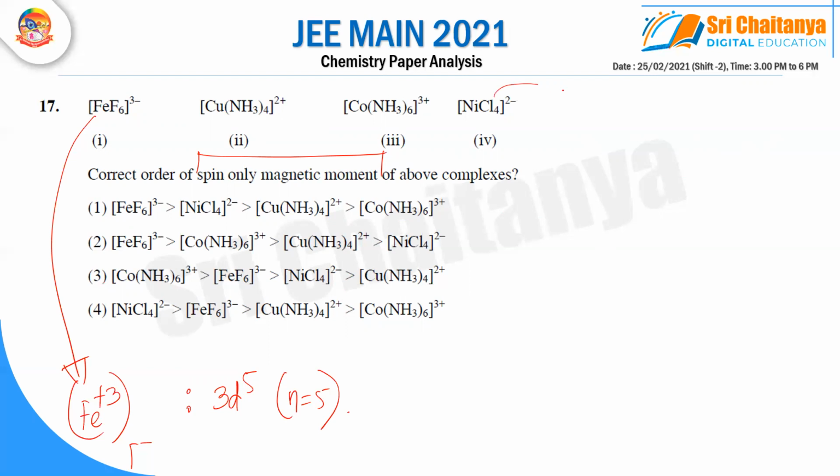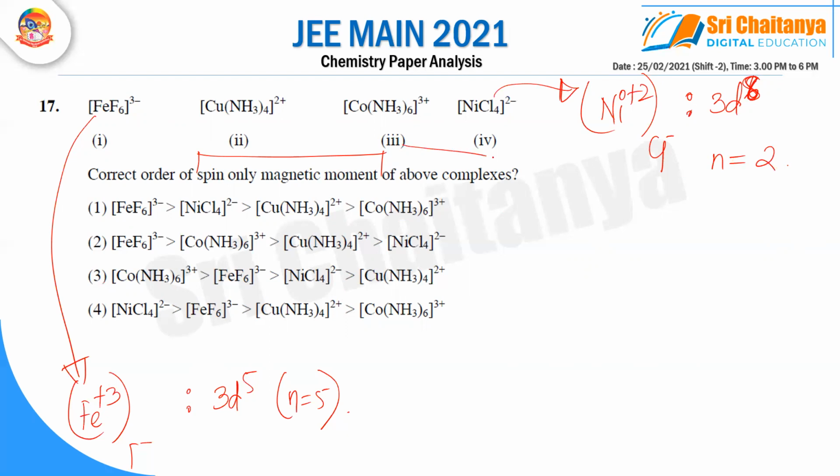At the same time, we talk about this particular complex, Ni plus 2. Again, it is present in the field of Cl minus, which is again a weak field ligand. I'm going by VBT. So Ni plus 2 will have a configuration of 3d6. I think 3d8, let me correct this. Now here, if it is a weak field ligand, how many unpaired electrons will be there? 2 unpaired electrons will be there.